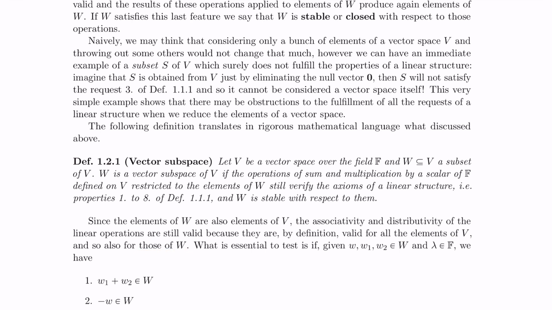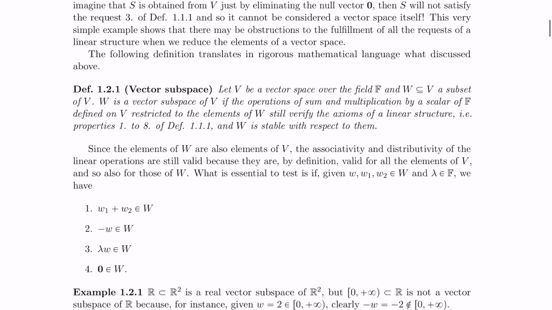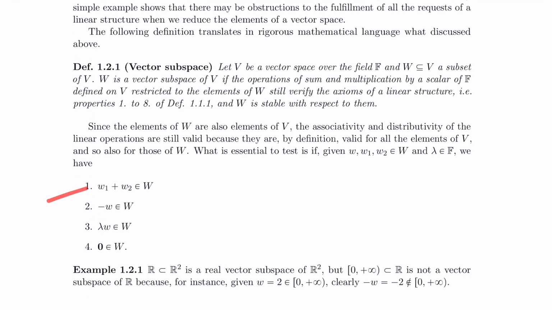Instead, what is essential to test all the time is whether the following four properties are satisfied. Does the sum of any two vectors of W still belong to W? Does any vector of W have an opposite? Does any vector of W multiplied by any scalar of F still belong to W? Finally, does the null vector still belong to W? If so, then W is a vector subspace of V.